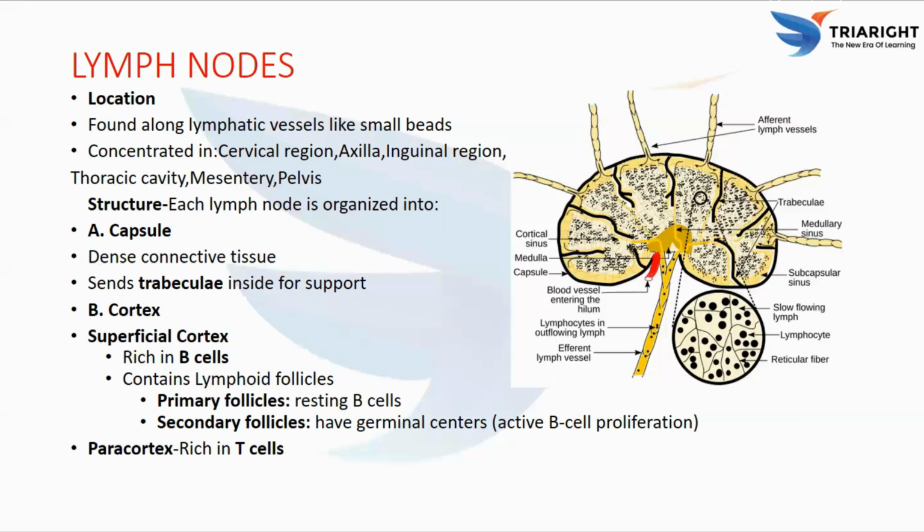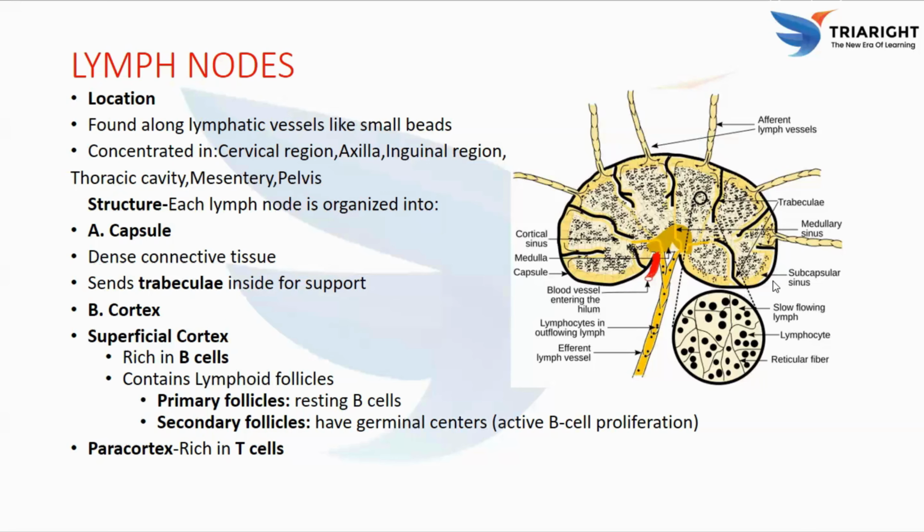So here is a diagram which shows you the lymph node. Here there are afferent lymph vessels. These are several vessels bringing lymph into the node. And next is the subcapsular sinus. This is the first place where the lymph enters. So this is located just under the capsule, right? So this is the capsule, and it is located under the capsule.